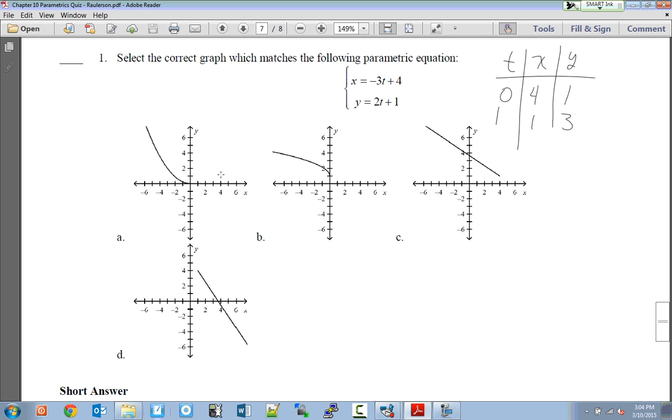Well, this 4, 1 is right here. This graph doesn't have it. 4, 1 is right here. This graph doesn't have it. 4, 1 is right here. All right, that one has it. Let's verify this one. 4, 1, nope. So we know it can't be D.